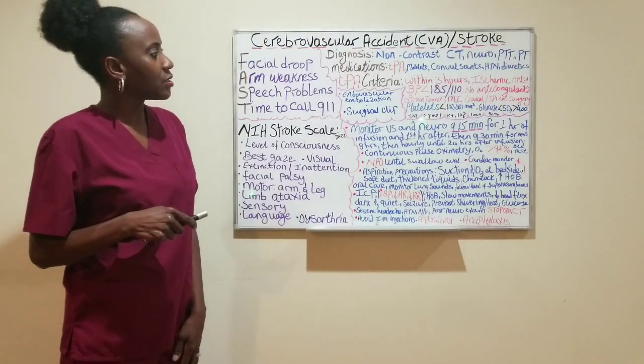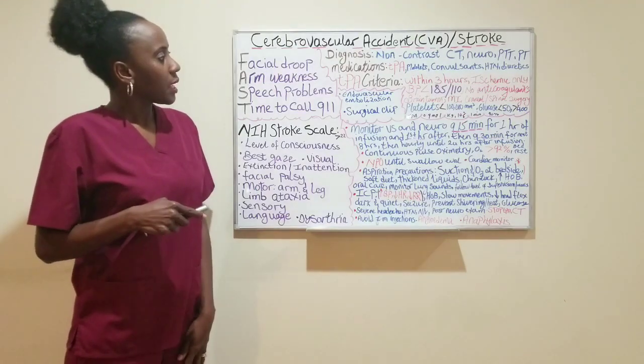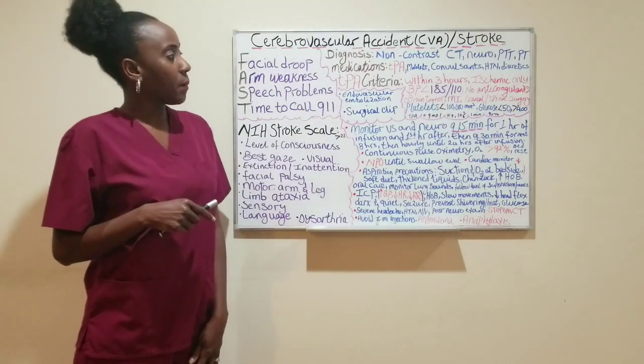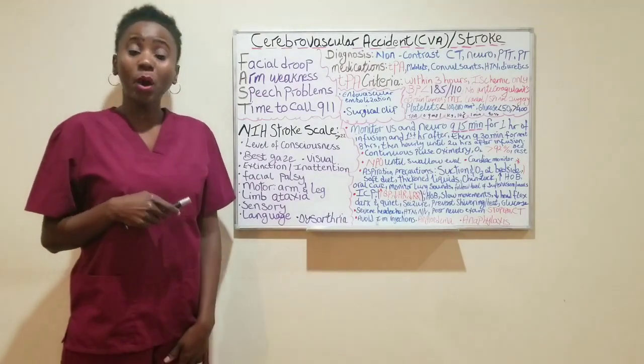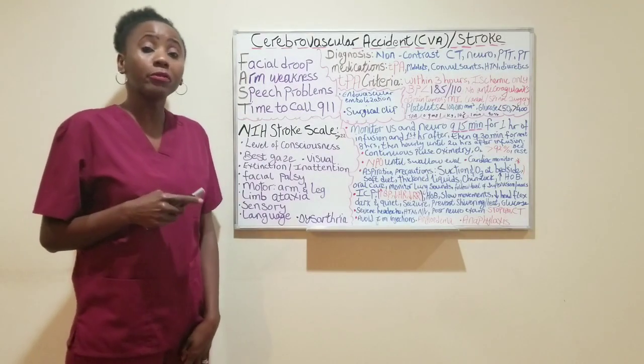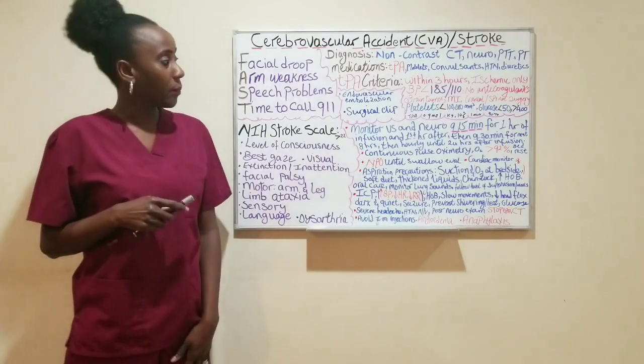So TPA is usually given as an IV. We give 0.9 milligrams per kilogram of the patient's body weight. So the patient's body weight is converted from pounds into kilograms. So 0.9 milligrams per kilogram.